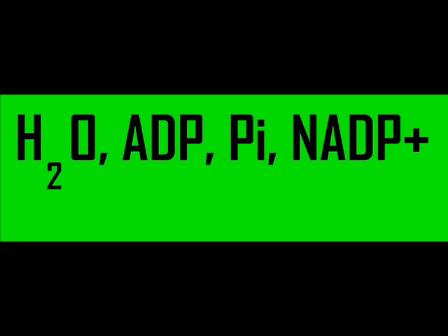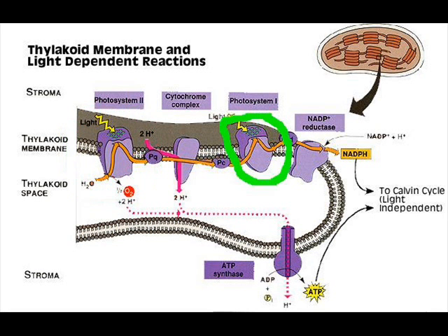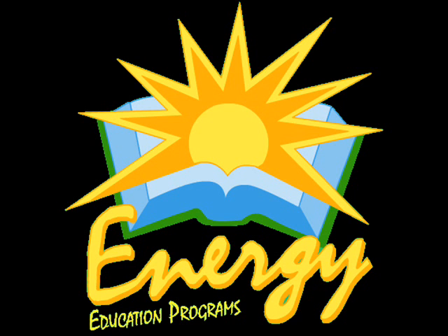The reactants for light reactions are water, ADP, P, and NADP+. The thylakoid membrane consists of a lipid bilayer that holds two photosystems. Photosystem 2 and photosystem 1 contain chlorophyll molecules, a green pigment. These molecules take in the light energy needed for the light reaction to occur.